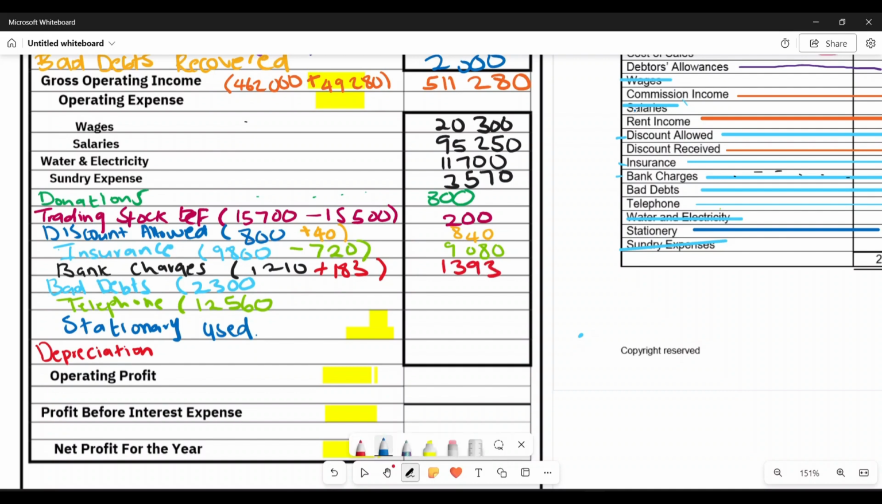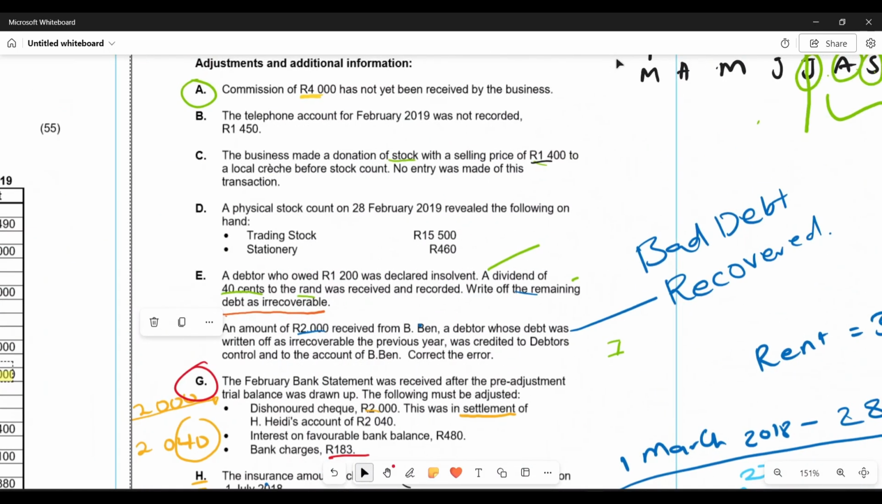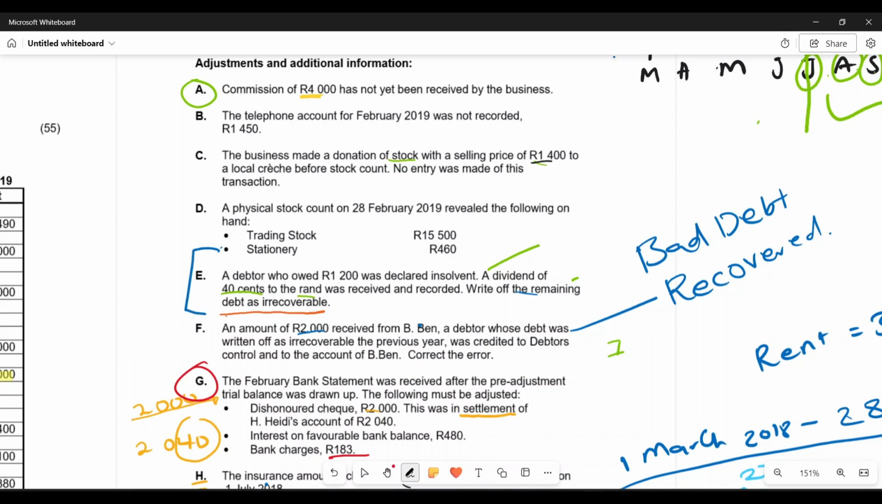Now, let me see if I have any information relating to my bad debts. So this is the information relating to bad debts. Here they say a debtor who owed 1.2 was declared insolvent. Now, this simply means that this person won't be able to pay us back this 1.2. But reading the information, it says a dividend of 40 cents to the rand was received and recorded, meaning that on this 1.2 that this person owed us, we will only manage to receive 40 cents for every 1 rand. And if they didn't specify that this transaction was recorded, we would have recognized this as our bad debts recovered. But because it was recorded, we would need to leave it.